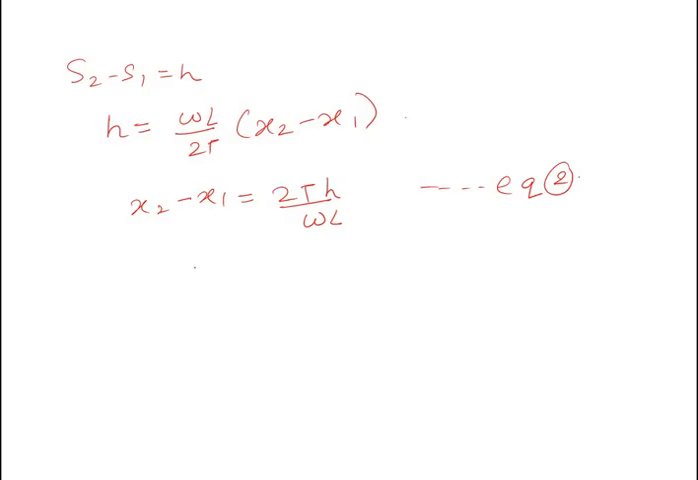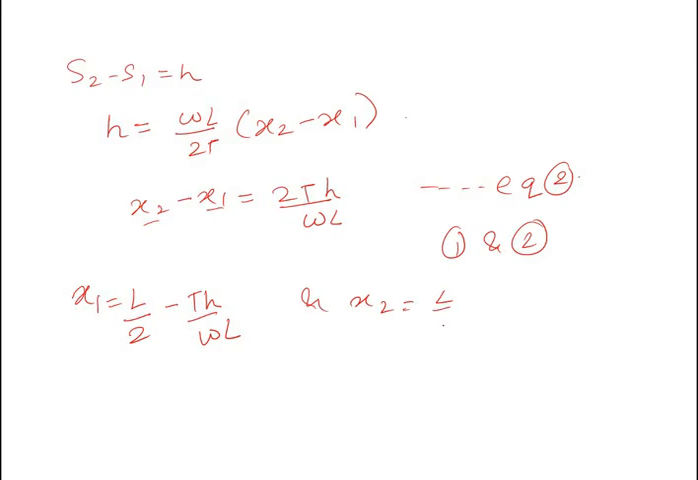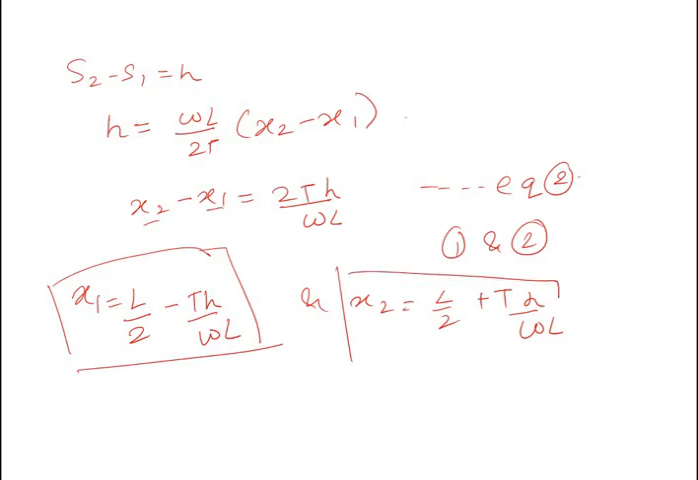So, using equations 1 and 2, we can evaluate the values of x2 and x1. The value of x1 becomes L by 2 minus tH upon WL, and x2 becomes L by 2 plus tH upon WL. So, these are the values of x1 and x2 which will be required for solving the problems.